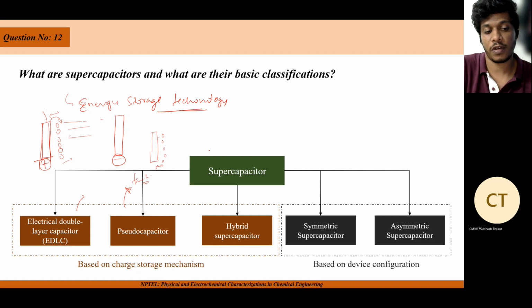If one electrode is of electrical double layer type behavior and the other electrode is of pseudocapacitive behavior, then this kind of supercapacitor is called a hybrid supercapacitor. And based on the device configuration, there can be symmetric and asymmetric supercapacitors. If the two materials used on both anode and cathode are the same, then that is a symmetric supercapacitor. And if the two materials used are different, then that is an asymmetric supercapacitor.